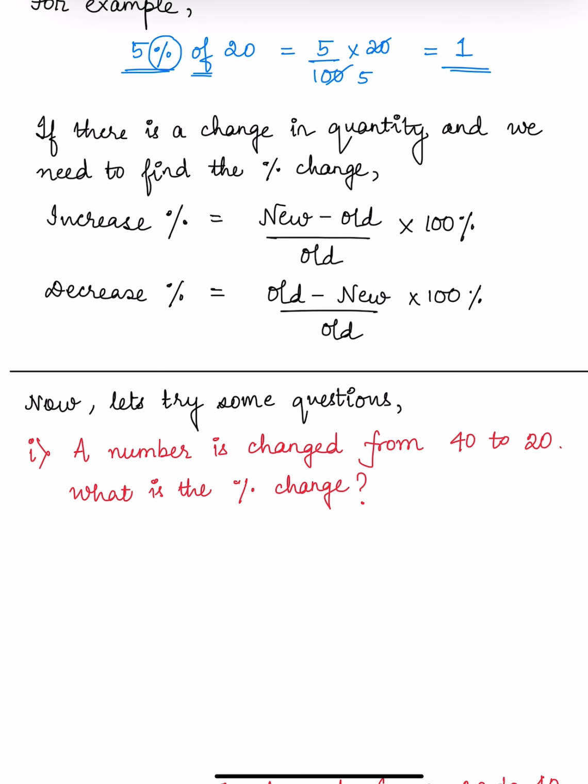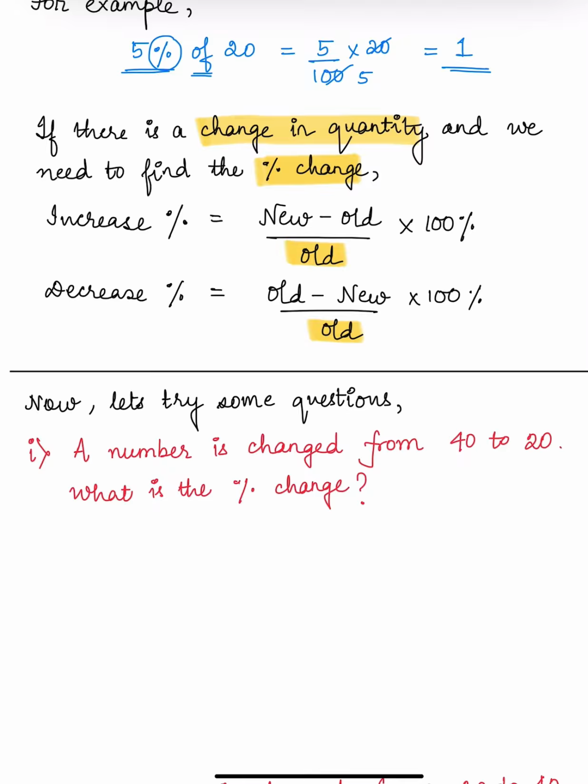Now if there is any change in quantity, and this is one of the most important concepts of percentage, and a very basic thing that we need to know, we need to find the percentage change. If there is an increase in quantity, the new will always be greater than the old. So it's new minus old, that is the change, divided by the original quantity into 100%. Similarly, if there is a decrease, the new will be less than old. So the change is old minus new divided by old. We always need to keep in mind that it is always divided by the original quantity.